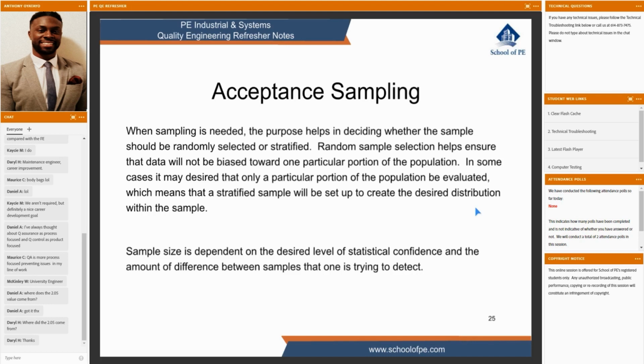So random sample selection helps us ensure that the data will not be biased towards one particular portion of the entire population. And in some cases, it could be decided that only a particular portion of the population is evaluated, which means that we have a sample, right? That's going to give you a look into what the batches, what the population is looking like.